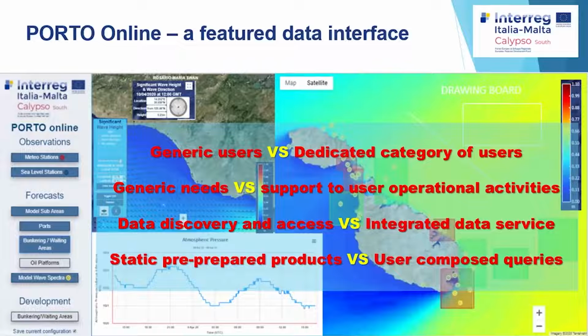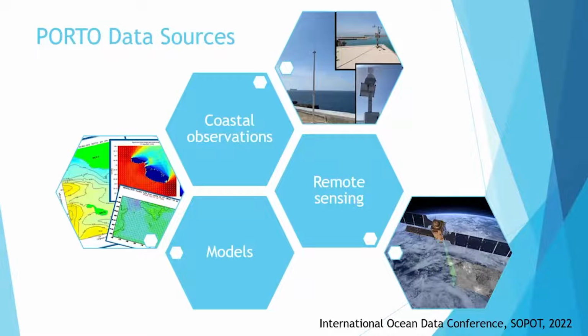Porto Online is indeed conceived as a featured data service as it specifically offers metocean information delivered to harbour masters, port authorities, and operators in the shipping and maritime services in the proximity of the Maltese Islands and south of Sicily. Data for the interface comes from various sources, including both observations and numerical model data.